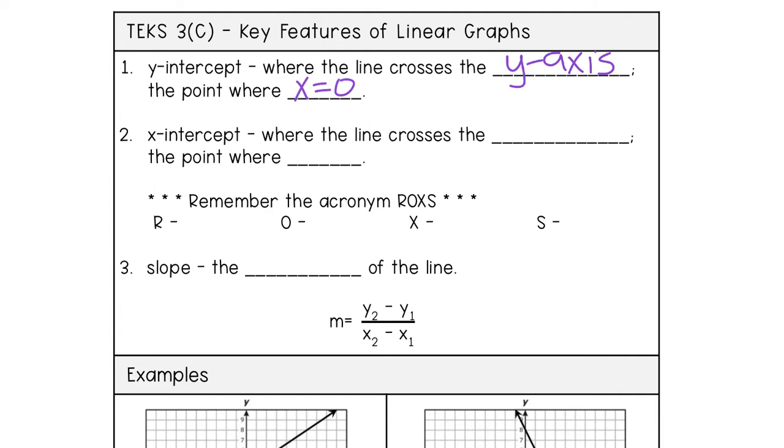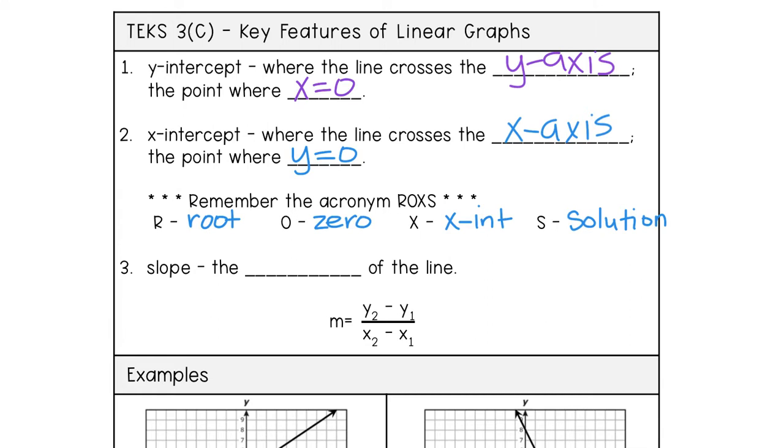The next key feature is the x-intercept, and that's where the line crosses the x-axis, or the point where y equals 0. The weird thing about x-intercept is that there's 4 different words that all mean the same thing. So R stands for root. The O is not actually an O, it's supposed to be a 0. X for x-intercept. And S for solution. So if you see any one of these 4 words, it means that they want the x-intercept. So you could just use the acronym ROX.